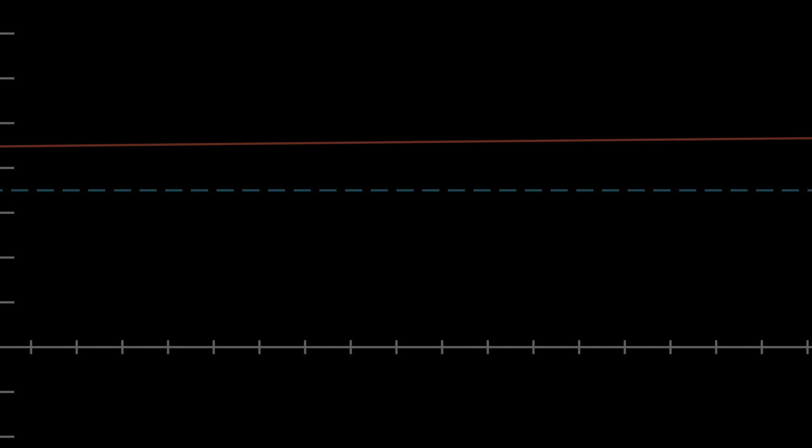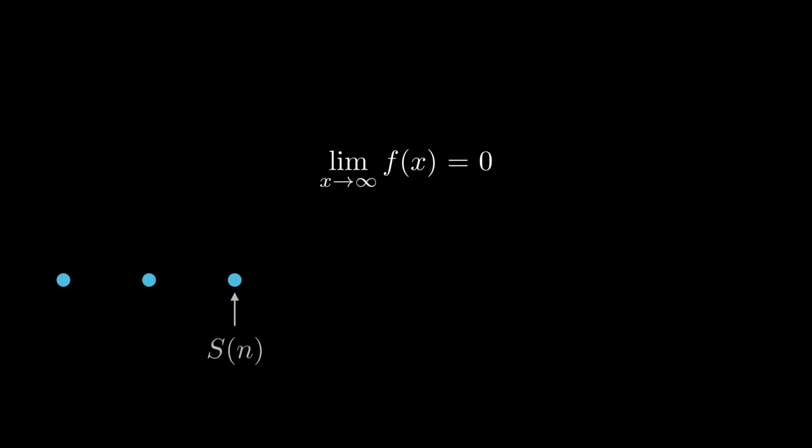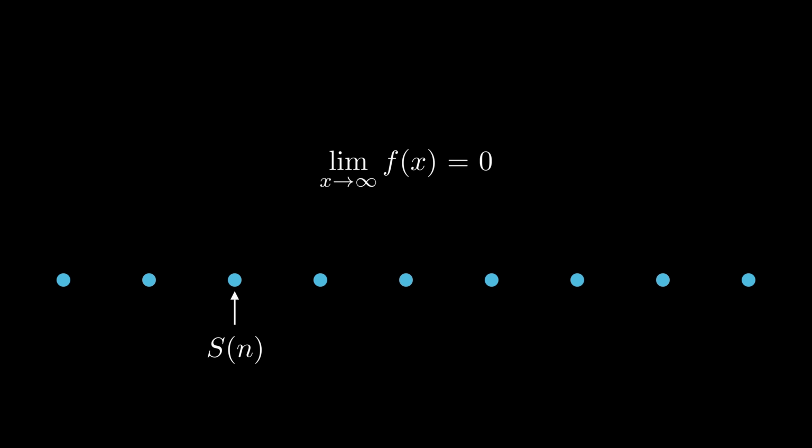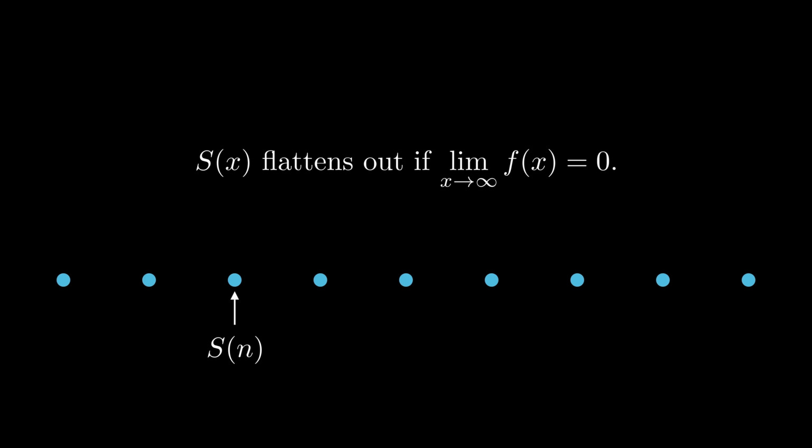Remember when I was reviewing my first video, how I said that because f of x approached 0, the points of s of x flattened out? Well, we can use this as our definition. We can say that s of x flattens out if f of x approaches 0.